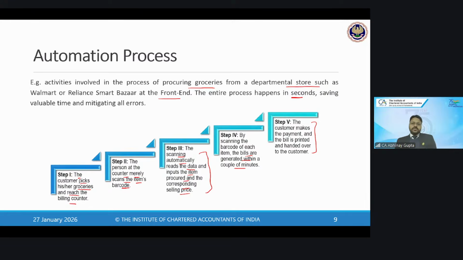So this is real quick. Suppose this automation process was not implemented and it was all manual, then what would have happened in this case? You would be asking for, say, 50 items. He would be making a list of those 50 items, then checking each item's MRP, putting the MRP, then totaling, and then deducting whatever discount they want to offer and asking you to pay, right?